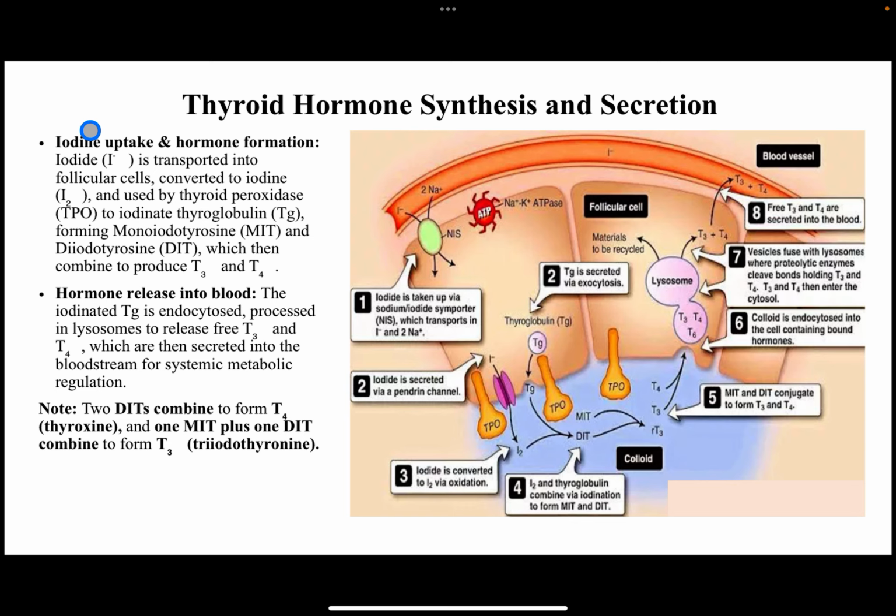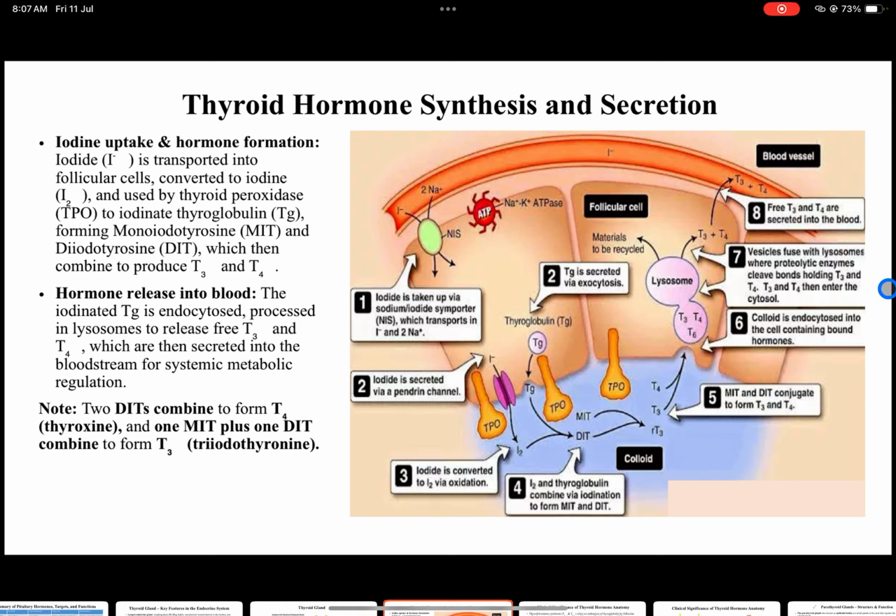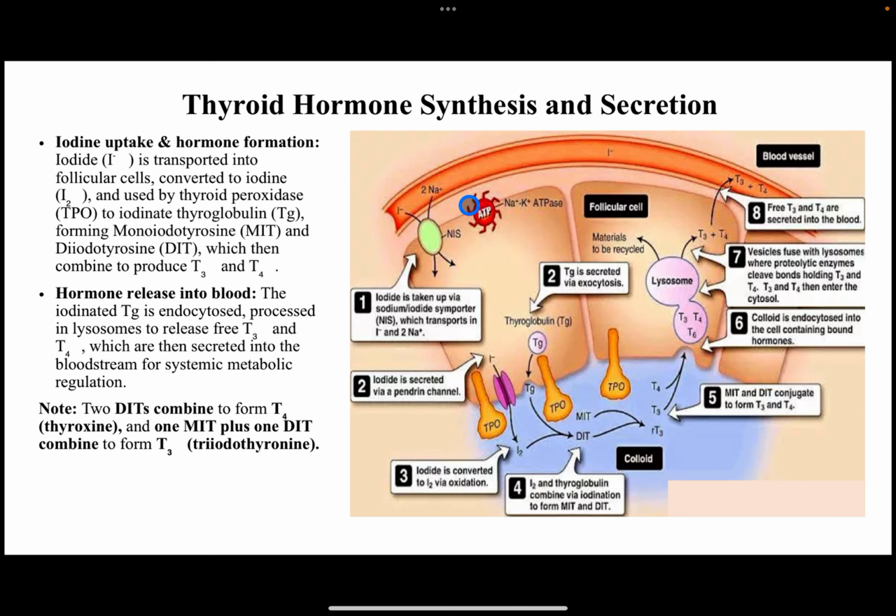When it gets to the thyroid gland, around the thyroid gland we have a channel that we call the sodium iodide symporter. Is that okay? So the iodide makes use of this channel, the sodium iodide symporter, and finds its way into the follicular cell of the thyroid gland.